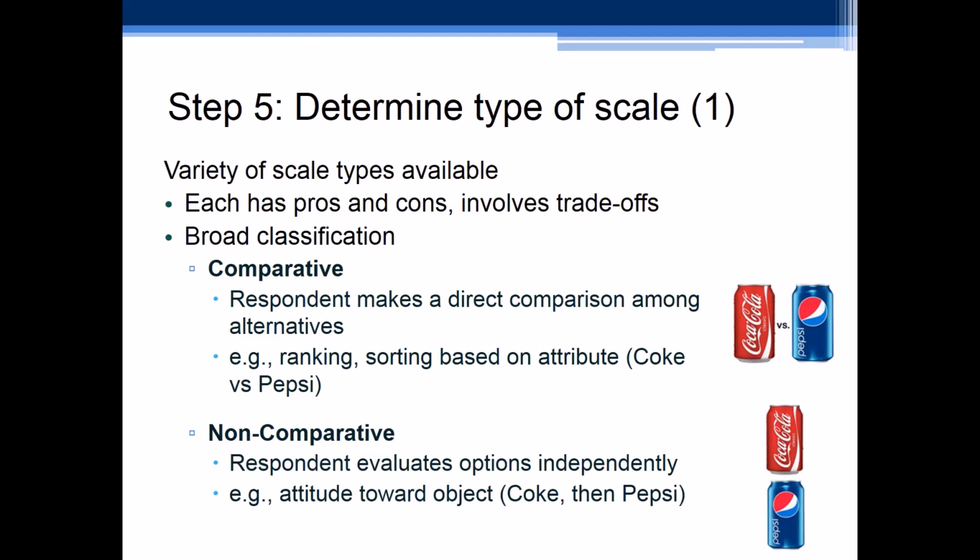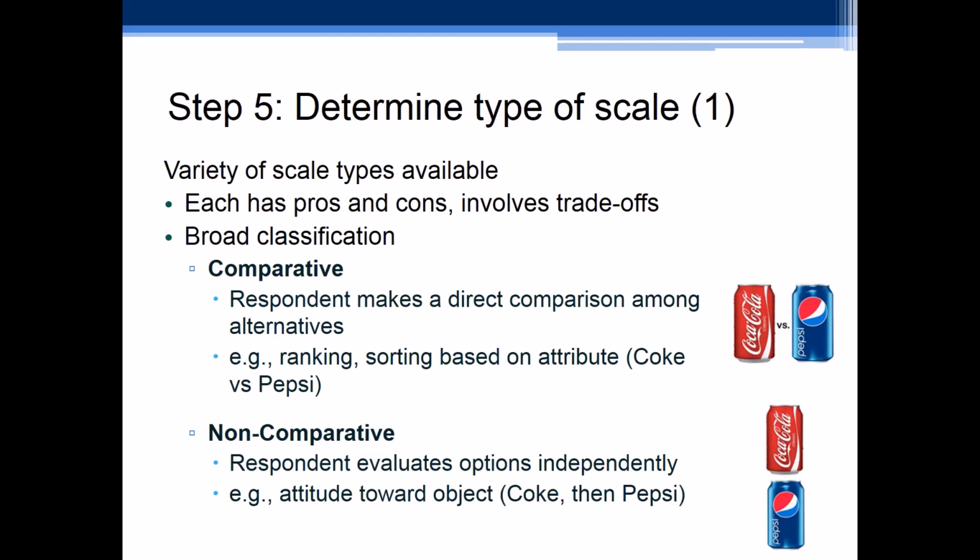Step 5 is identifying which type of scale we want to use. There are 2 broad classifications to think about here, and each has its own pros and cons, and it's often a bit of a trade-off regarding which one we use. The 2 broad classifications are comparative scales and non-comparative scales.